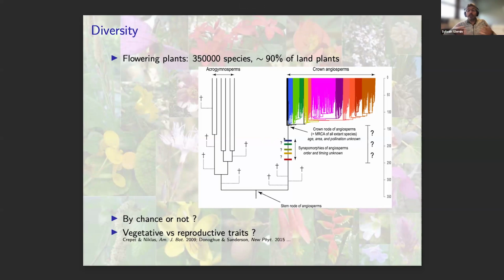And one of the questions is, why is there such a huge diversity in terms of number of species? Is it just by chance, or is it due to some characteristics, some key innovations, typically like the flowers, but there are also other vegetative characteristics that may explain this huge diversity. But it's also a unique event, so it's a bit difficult to know because there are a lot of synapomorphies of angiosperms which arose. We don't know exactly in which order and at what time before the emergence of the current species.